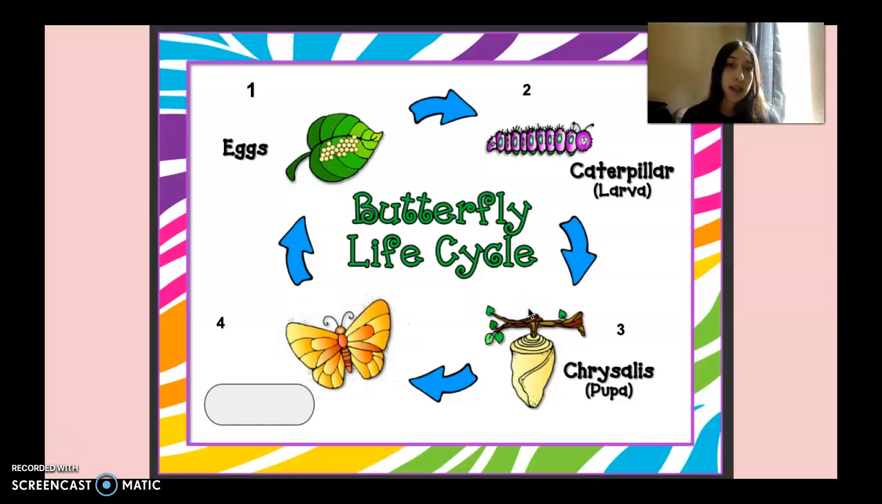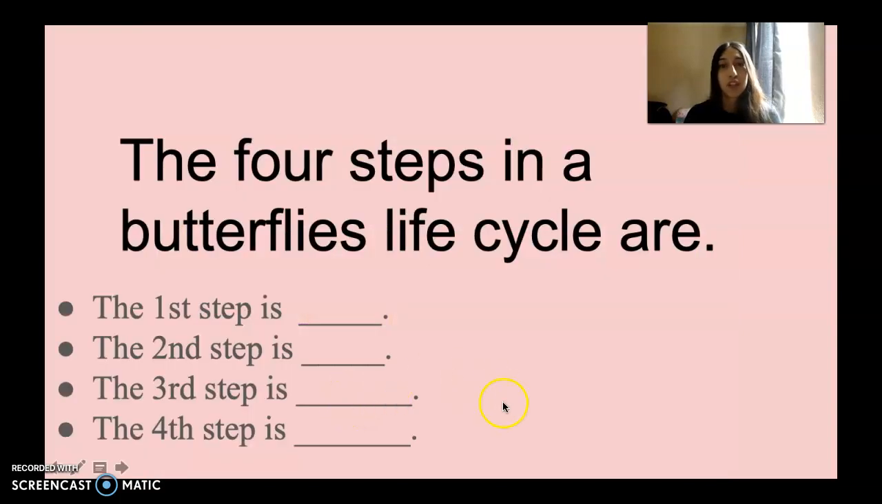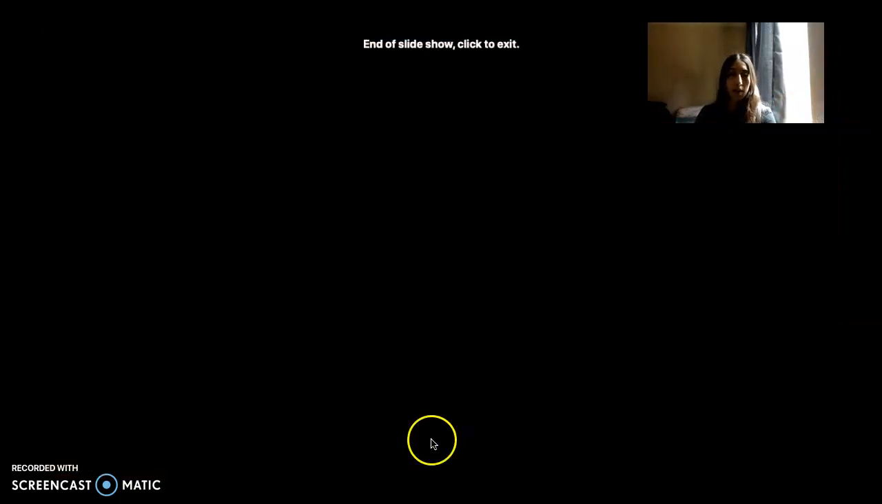And who can tell me the last step? It is a butterfly, yes. So the 4 steps in a butterfly's life cycle are, let's say them all together, ready? The first step is they are an egg. The second step is they turn into a caterpillar. The third step is they form a chrysalis. And the fourth step is they become a butterfly.